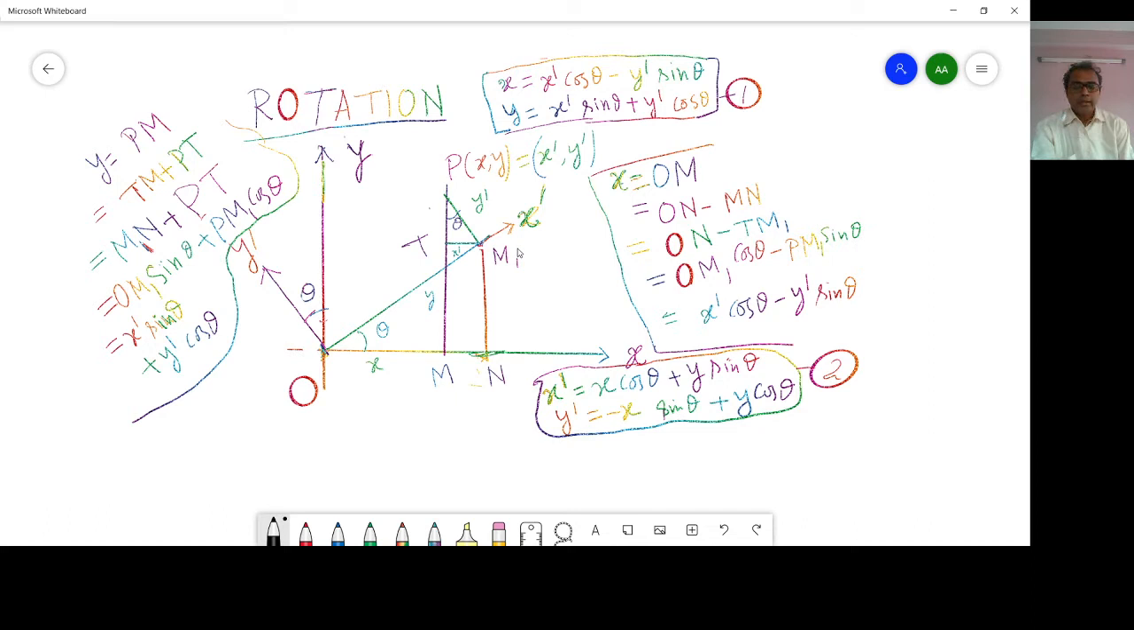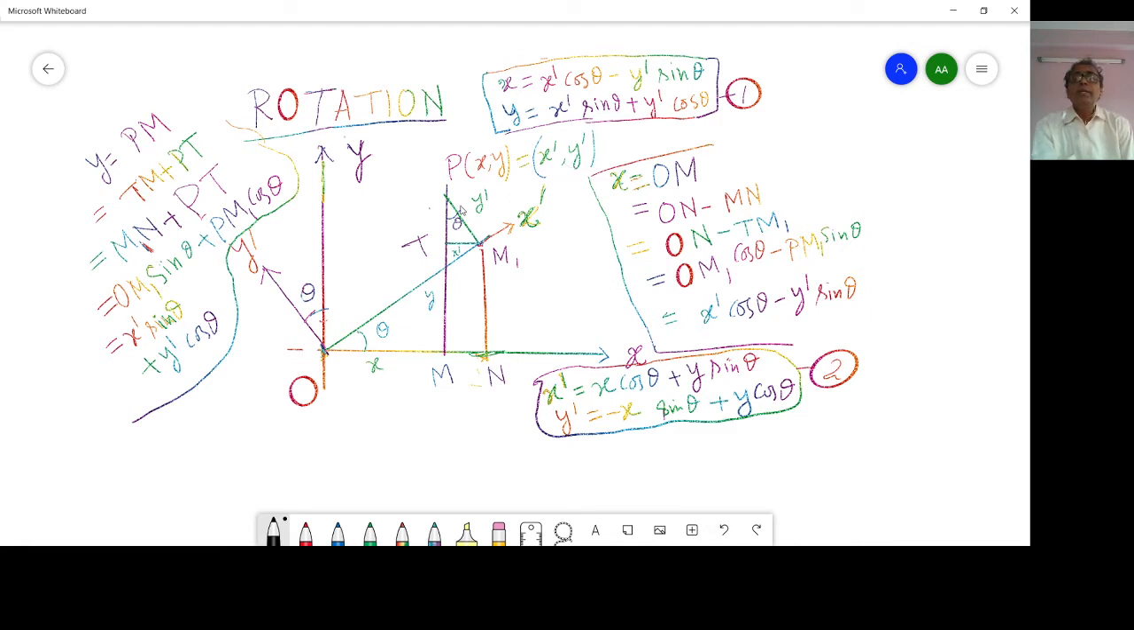This is rotated through an angle theta in the anticlockwise direction, keeping the origin fixed, and let the new rectangular axes be denoted by OX dash and OY dash. Let P be any point in the plane whose coordinates with respect to the old system are small x, small y, and with respect to the new system are small x dash, small y dash.